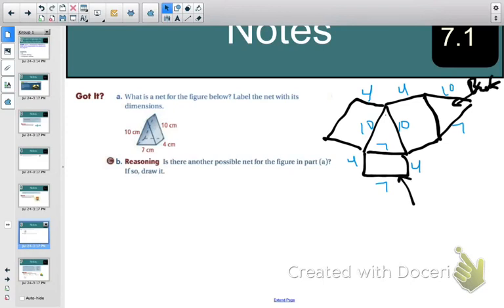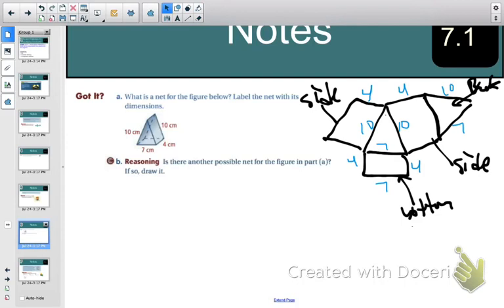And the bottom is here. That's the 7 by 4, that's the bottom. Okay, and then these are the two sides. Side. Side. And then the front is this main one right there.